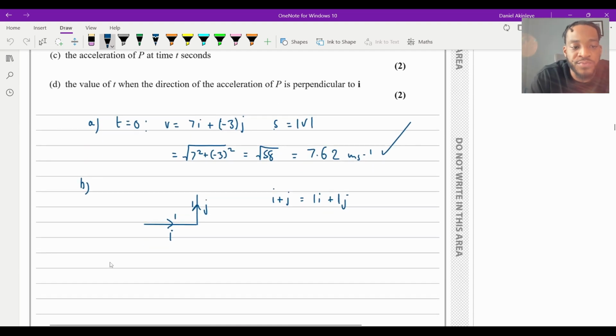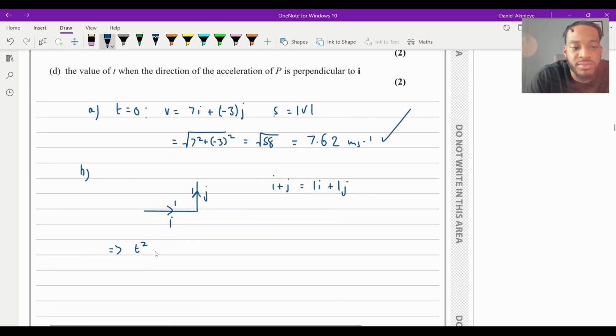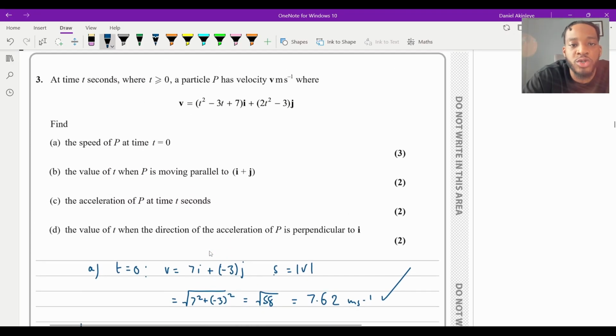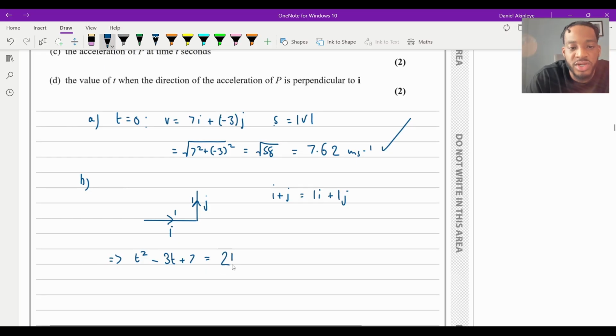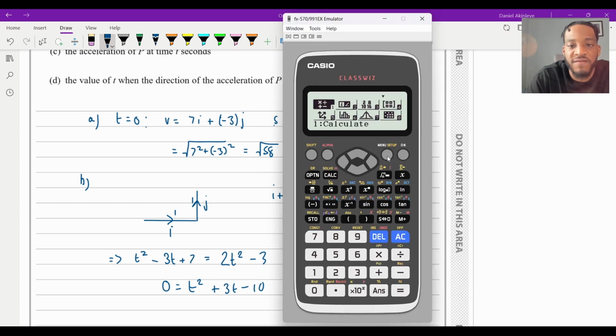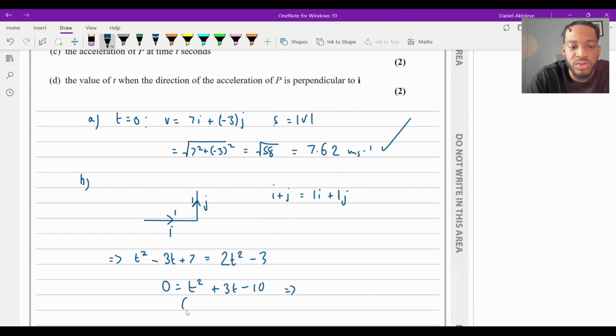So you're just going to do t squared minus 3t plus 7, and this is equal to 2t squared minus 3, and then you just solve this. I'm going to move everything from left to right. This gives me 0 is equal to t squared plus 3t minus 10. Now if I put this into my calculator, go to quadratic, and to be fair, it's actually quite simple. It's just going to be 5 and minus 2.